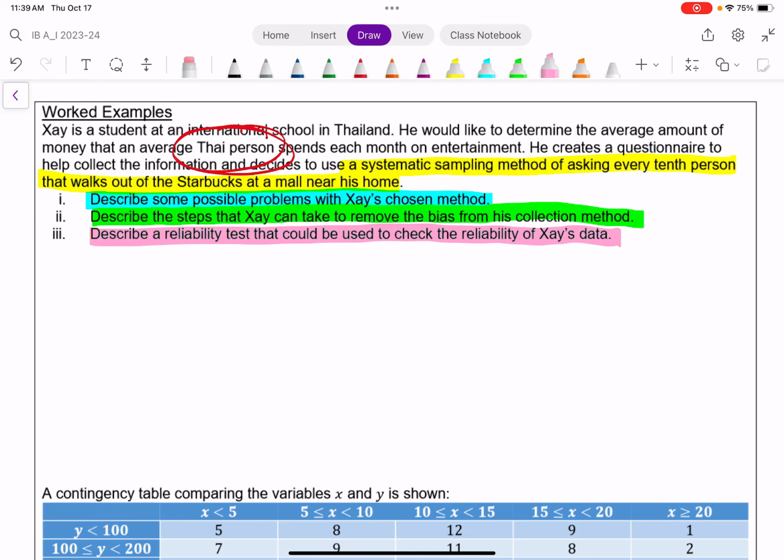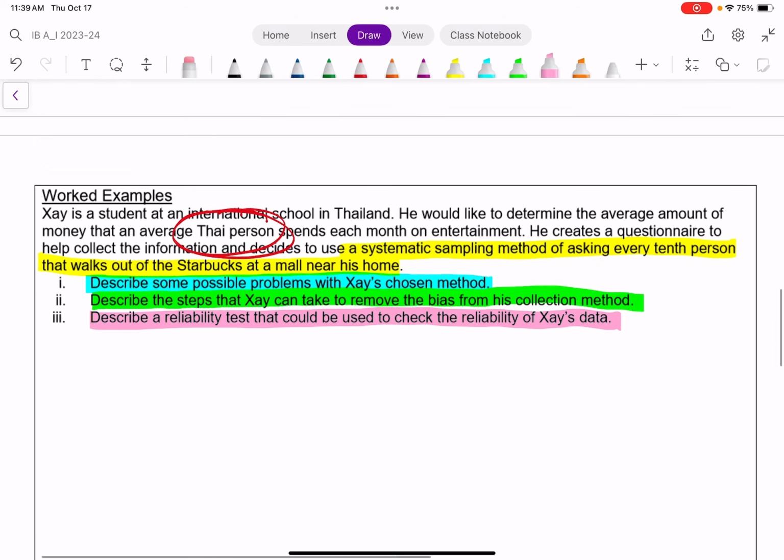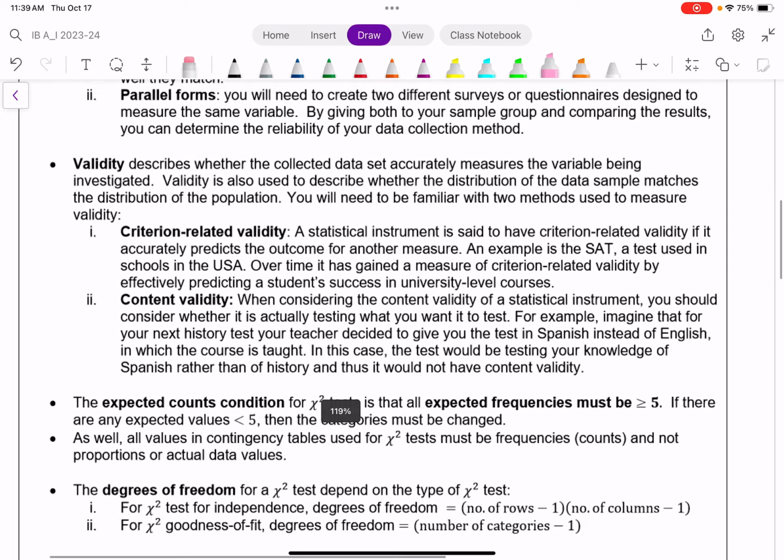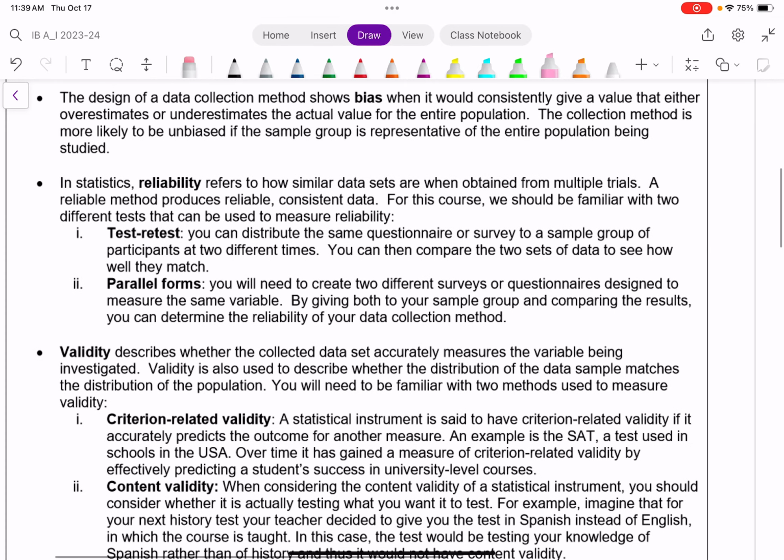And so how can we check the reliability? I'm going to go back here. We can look at some of these reliability tests. A test-retest is where you distribute the exact same questionnaire or survey just at 2 different times. So one thing he could do, assuming he improves and removes a lot of the bias from his study, is do this on more than one day. Go to these locations on more than one day, and then compare your data and see if you're getting similar results.